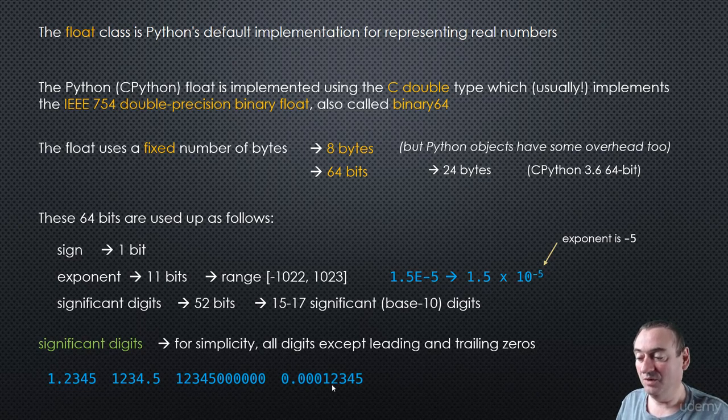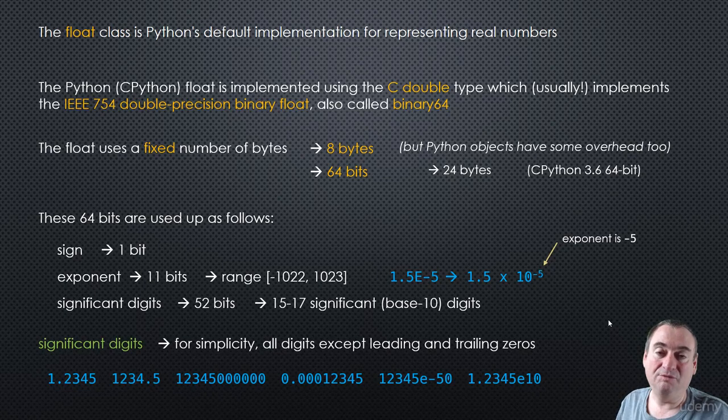Same thing here. We have 5 significant digits, right? These leading zeros don't matter. They're going to go into the exponent. 1, 2, 3, 4, 5 times 10 to the negative 50. Again, we have 5 significant digits. This is the exponent, negative 50, but we have 5 significant digits. Same thing here, 1.2345 E10, right? That is also 5 significant digits.